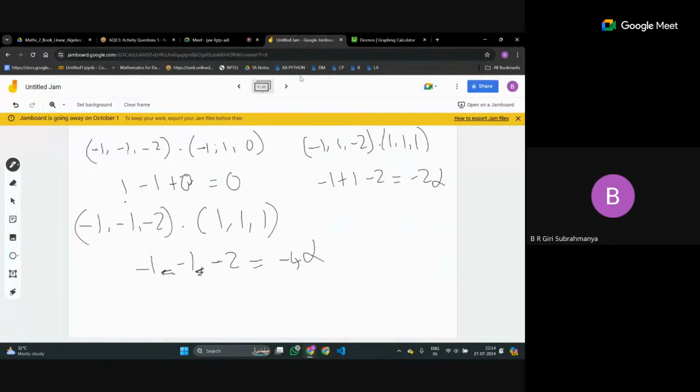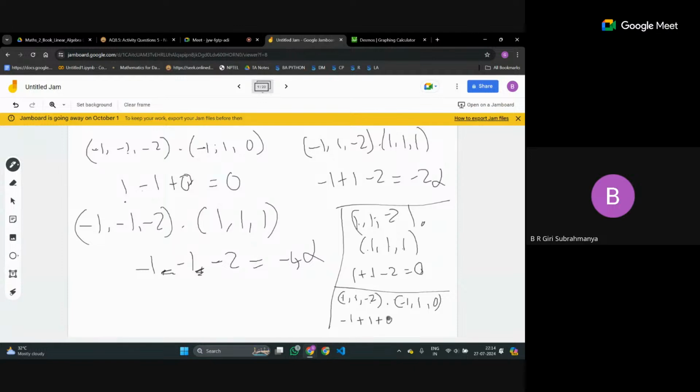So the first option is 1, 1, -2. If these three are wrong, that should be correct, but anyway, we can multiply and see. 1, 1, -2 with 1, 1, 1: 1 plus 1 minus 2 is equal to 0. So the first one is fine. Next, the dot product of 1, 1, -2 with the second vector -1, 1, 0: -1 plus 1 plus 0, so this is 0. So this is orthogonal to both.